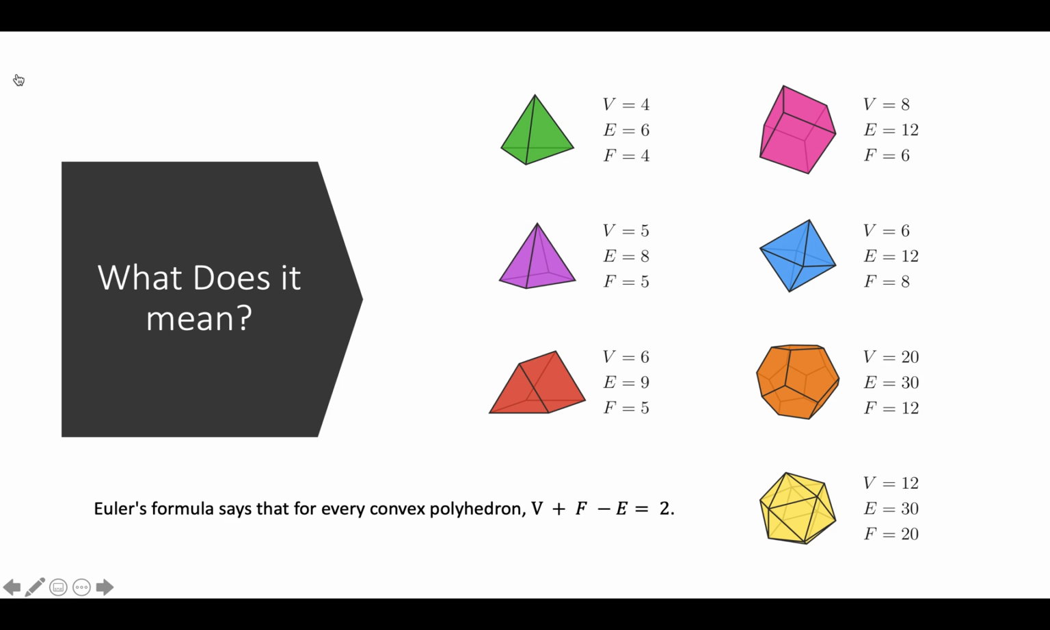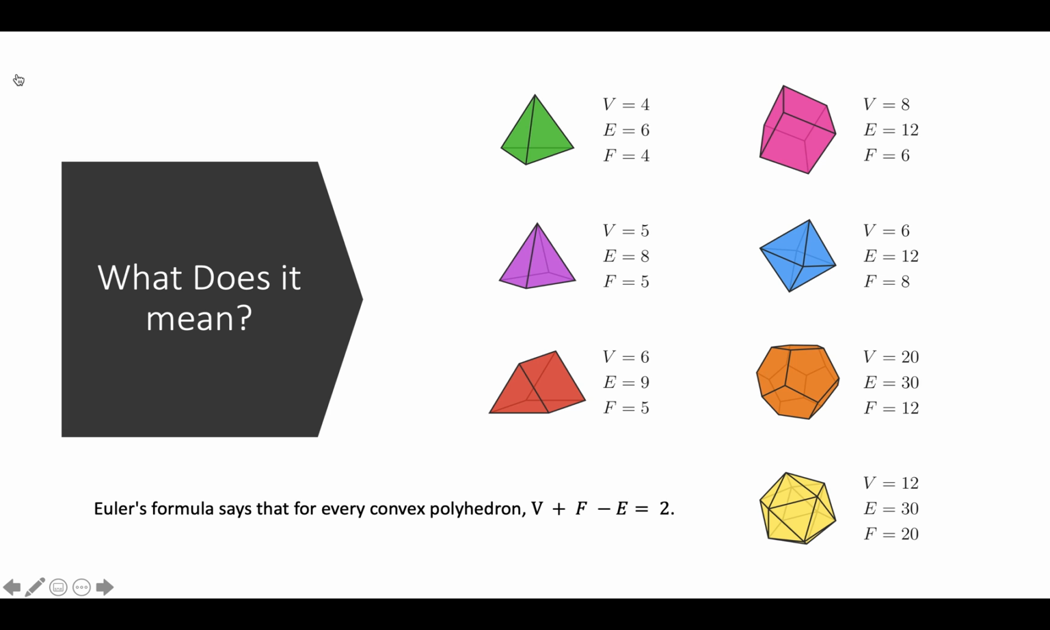What does the formula mean? Well, here we have a collection, a random assortment of polyhedra, some famous ones. Here's the cube in the top right. And we'll notice that it has 8 vertexes, 12 edges, and 6 faces.